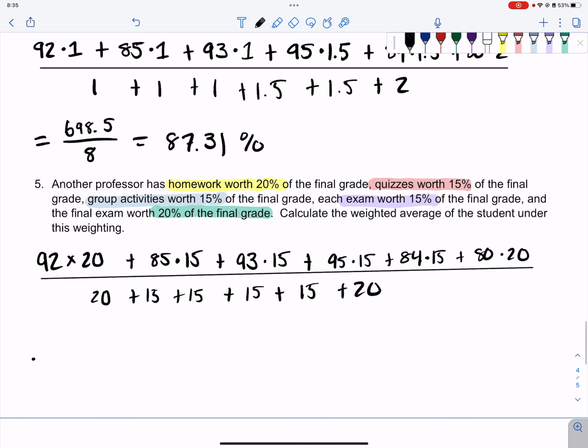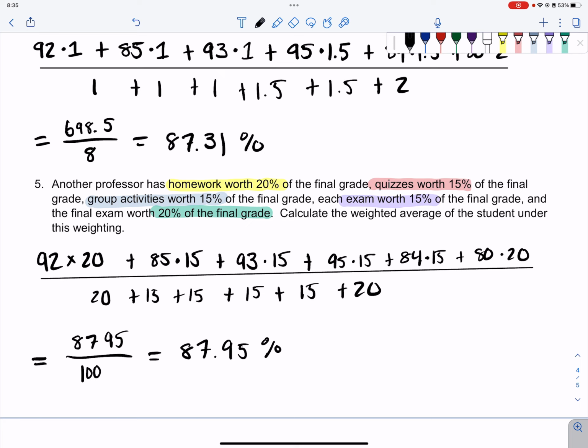So now we can evaluate this. The numerator, if we simplify that with all that multiplication and division, you should get 8,795. And then that denominator, if we add all those together, you should get 100. So now this becomes 87.95% for their final grade.